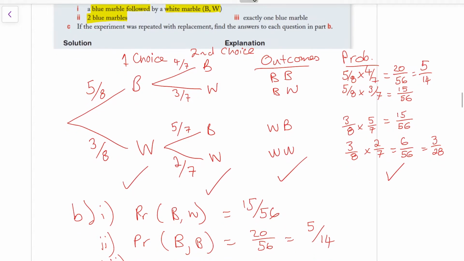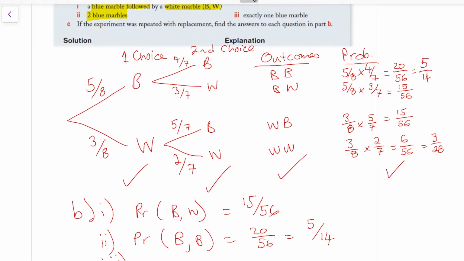Last one, exactly 1 blue marble, but it doesn't matter where the blue marble is. So as long as it's 1 blue marble, I don't mind where it is. So this is where you get the adding part coming into it. So we've got 5/8 times 3/7 plus 3/8 times 5/7.